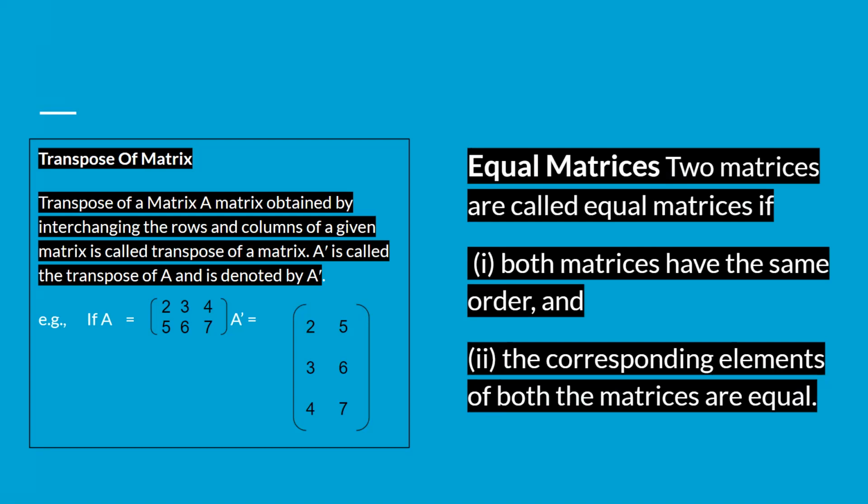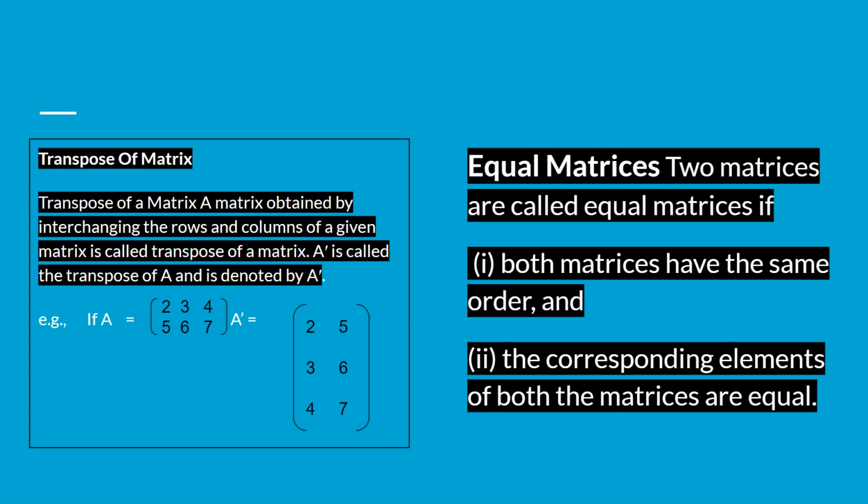Okay, next is equal matrices. Two matrices are called equal if the first condition is that both matrices have the same order, and the second is that the corresponding elements of both matrices are equal. You just need to remember these two conditions.